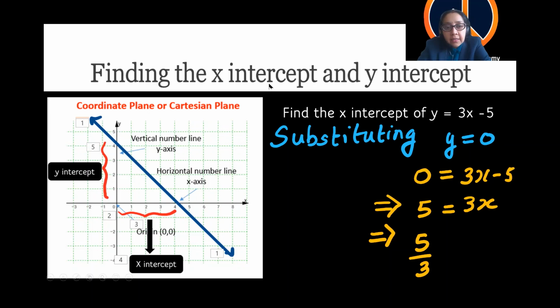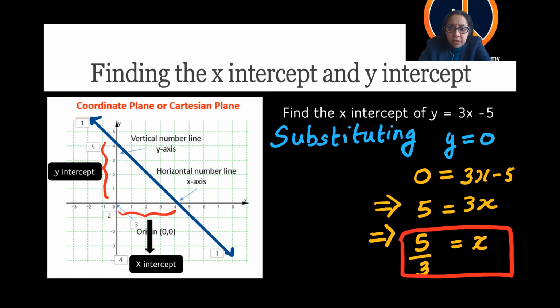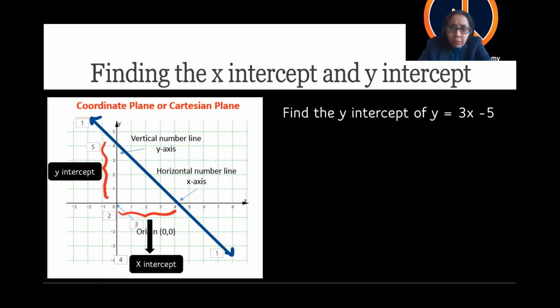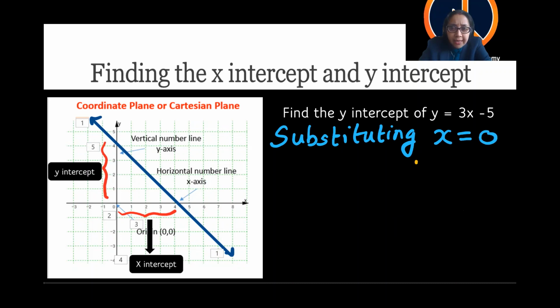And exactly the opposite is true for the y-intercept. For the y-intercept, we have to put x is equal to 0. Why? Because every point on the y-axis has abscissa 0, or x as 0. Okay, let's proceed. So this is the x-intercept. Now for the same question, how can you calculate the y-intercept? The y-intercept can be calculated by putting x is equal to 0.